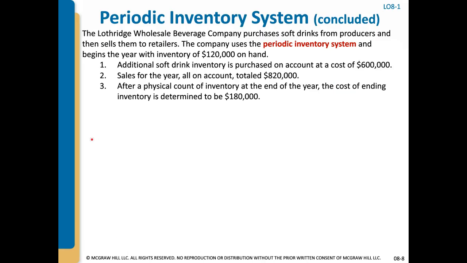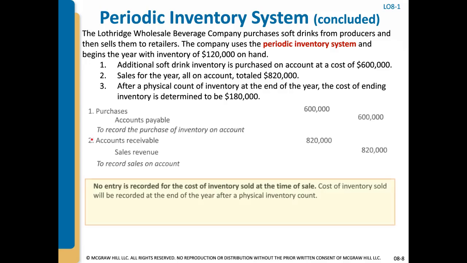So let's go through an example. It's the same example, or very similar. The Lothridge Wholesale Beverage Company purchases soft drinks and sells them to retailers, and they use a periodic inventory system. The beginning of the year inventory is $120,000. Number 1 says additional soft drink inventory is purchased on account at a cost of $600,000.